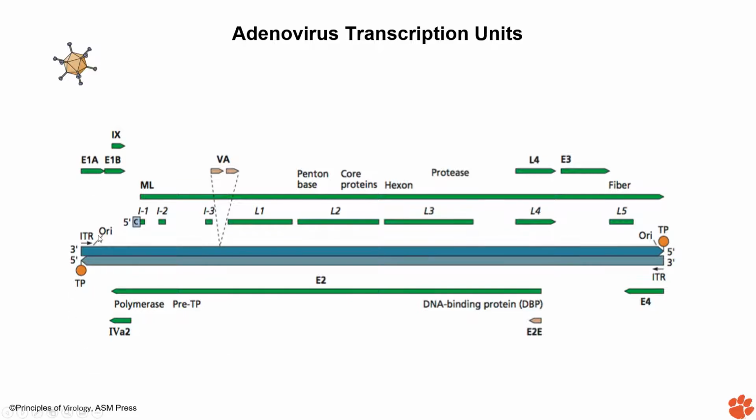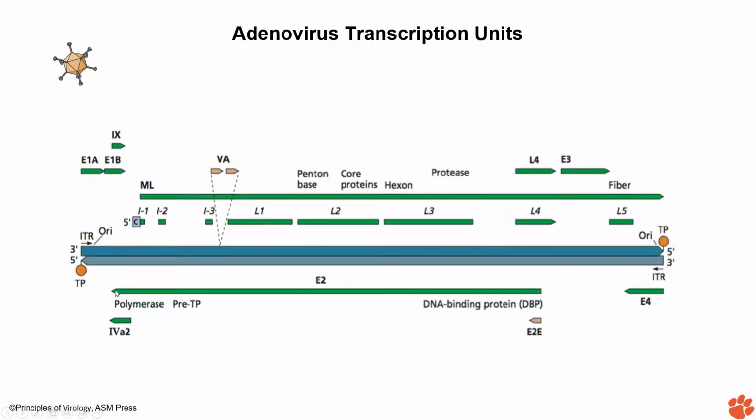So right here, you see the 5' to 3' end of the double-stranded DNA with the terminal proteins. Here is E1A, the transcription site for E1A. Then remember that we talked about the second one, E2. Here you can see that E2 is a protein which is chopped up into the polymerase, pre-TP, and DNA binding protein. So that's basically what it is.